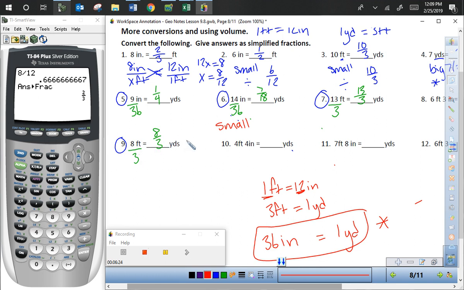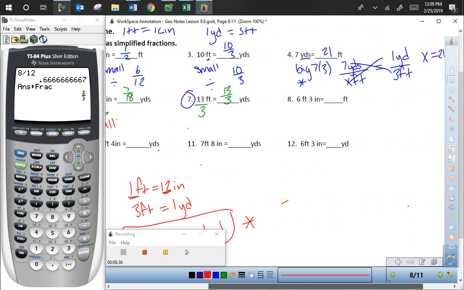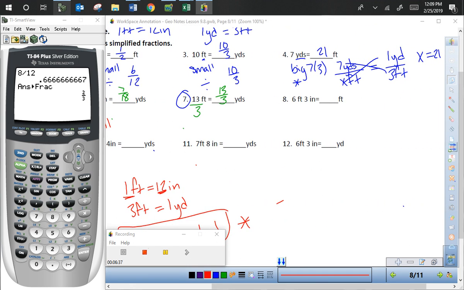Okay, so now let's go and talk about these problems that have 2 pieces involved. Okay, so we're trying to convert 6 feet 3 inches to just feet. Well, the 6 feet is already taken care of. When I say 6 feet and 3 inches, I mean 6 feet plus 3 more inches. Okay, so these 2-part problems, we need to add them together. So I know the 6. Now we need to take care of this part.